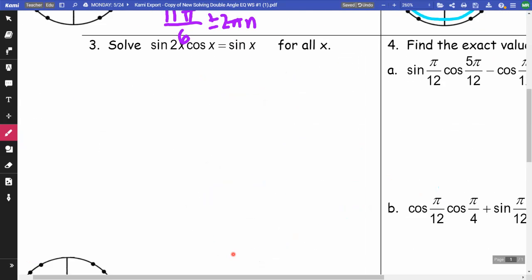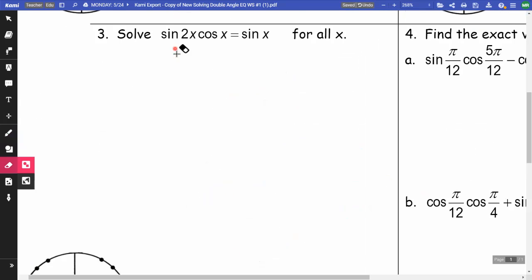On number 3, this one I've got a sine 2x and a cosine x and an x. So a couple places I have issues. I don't always like having a sine x and a cosine x together, but sometimes that's okay. But I definitely have an issue with that being a 2x and that being an x. So I am going to try to put something in place of my sine 2x.